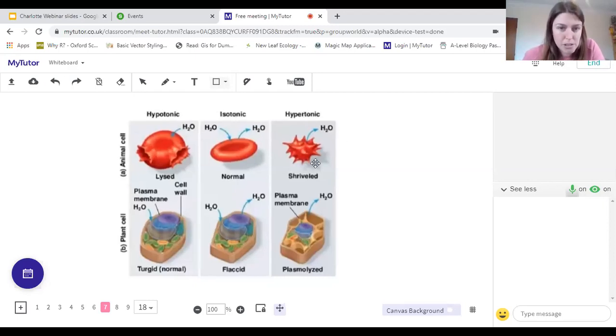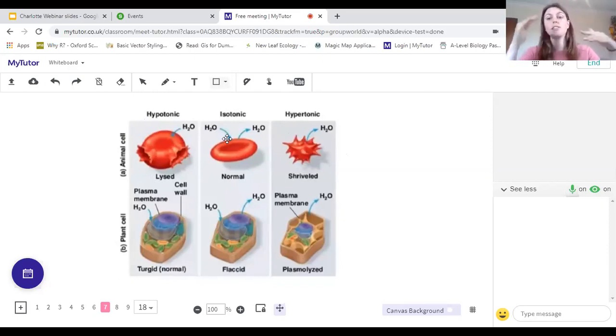I think this diagram is great. It's using those three terms that we just learned: hypotonic, isotonic, and hypertonic, and it shows you the results of those situations on plant and animal cells. So let's do animal cells first along the top, and let's start in the middle with an isotonic solution.